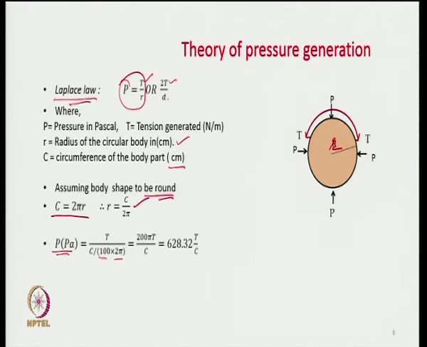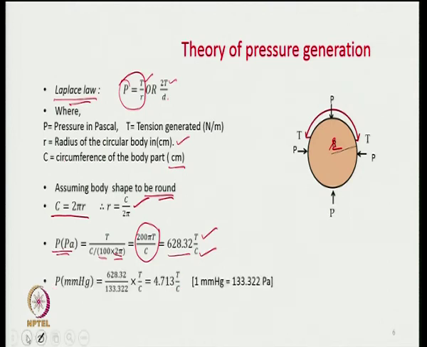So, centimeter if we want to convert into meter, C divided by 100 and then it has to be multiplied here by 2 pi, which is in the denominator. So, ultimately it becomes 200 pi T by C, and that gives you a figure 628.32 T by C. So, pressure in Pascal will be this if the tension is in Newton per meter in the fabric, and C is the circumference in centimeter, because we have chosen C to be in centimeter.